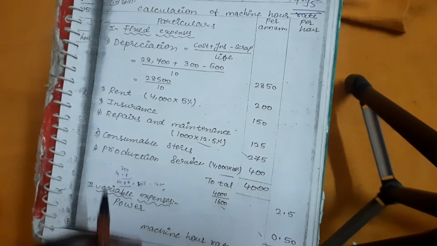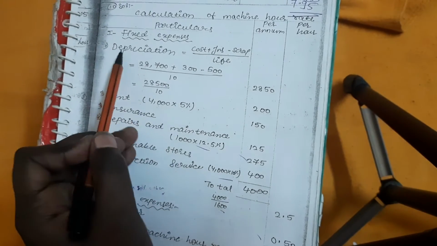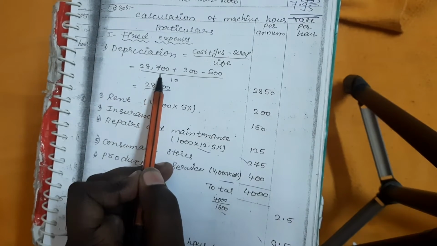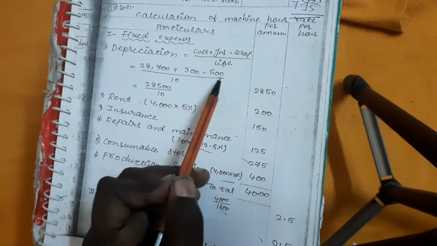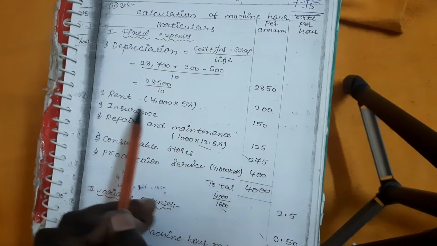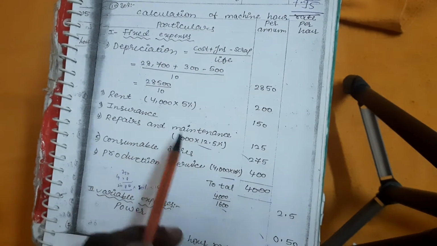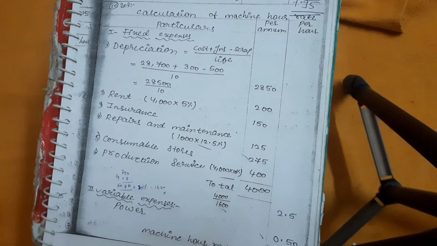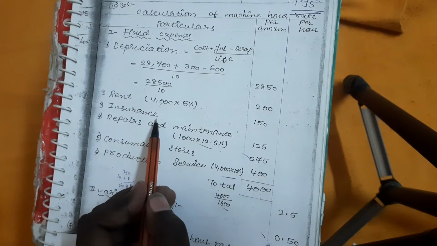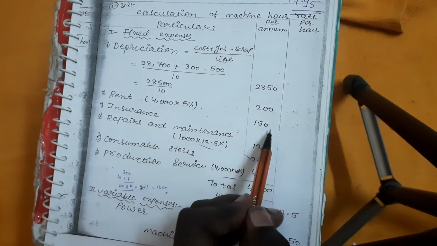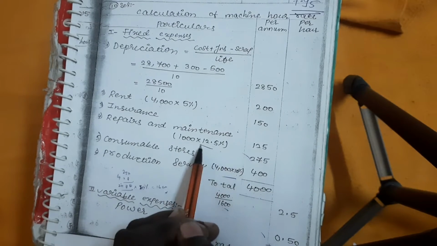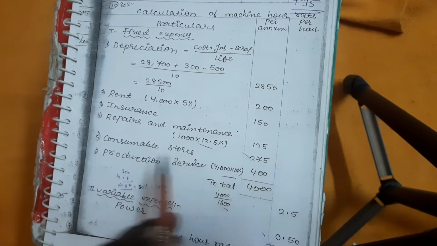So depreciation: cost plus installation minus scrap, divided by life. 28,700 cost plus 300 installation minus scrap 500, divided by 10, it is 2,850. Rent 4,000. All the expenses he has given per annum, so very easy, no problem. Rent 4,000, on that 5% is 200. Insurance he has given directly for the machinery, it is 150. Repairs and maintenance 1,000, in that 12.5% belongs to machinery, so it is 125.